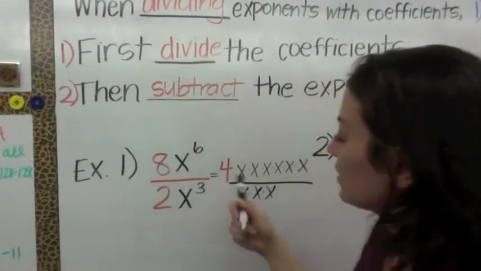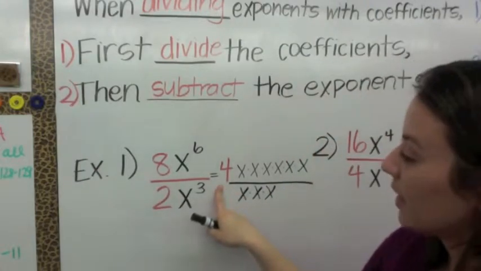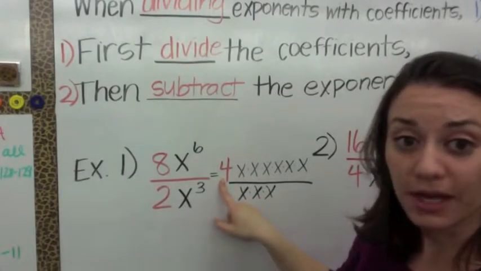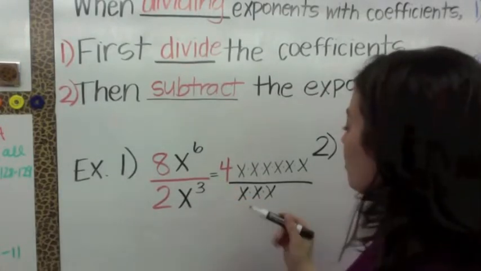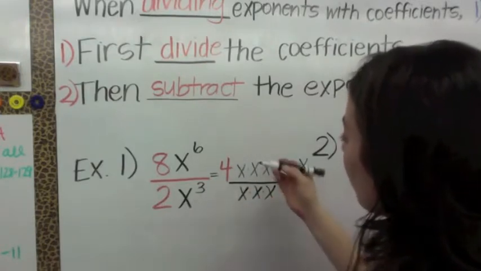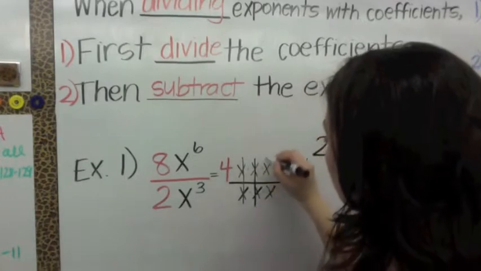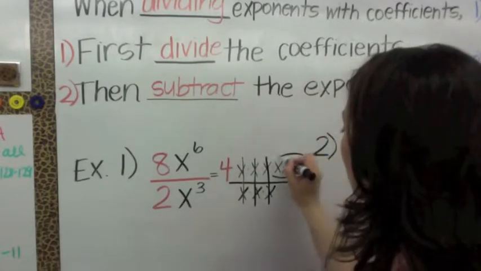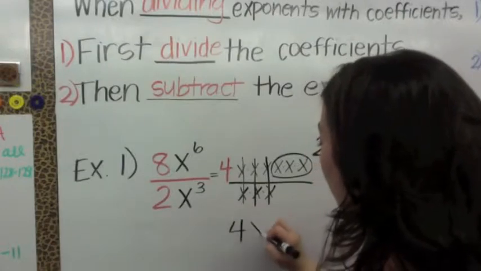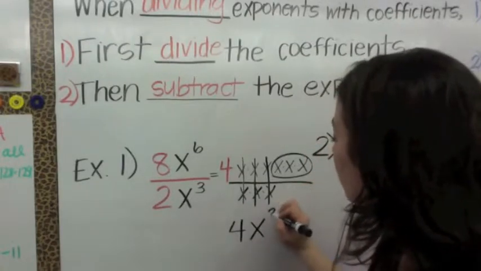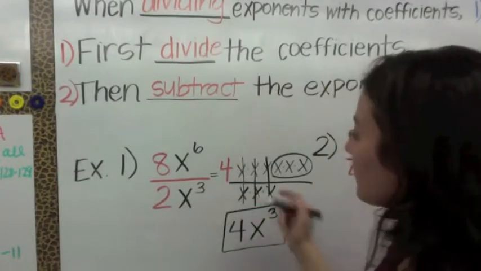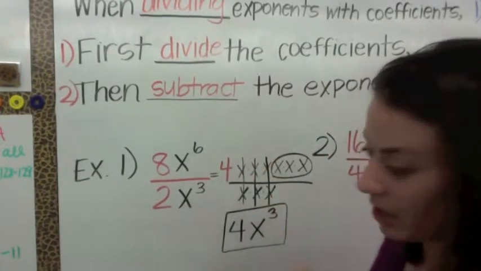Notice that 4 is still at the top. The number will always be at the top of the fraction in these examples. So we have to cross cancel the x's. How many can we cross out? We can cross out 1, 2, 3. How many are you left with? 3 x's. So the answer is 4x to the power of 3. That is the same as saying that 6 minus 3 is 3.